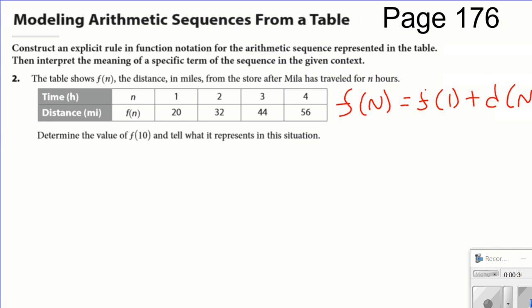Okay, so what we want to do here is first figure out, we want to write the explicit rule. So I've got the bare bones explicit rule, and what we want to do is find the two things we need. We need the first term and the common difference. Okay, well, the first term is easy. That's going to be 20 here.